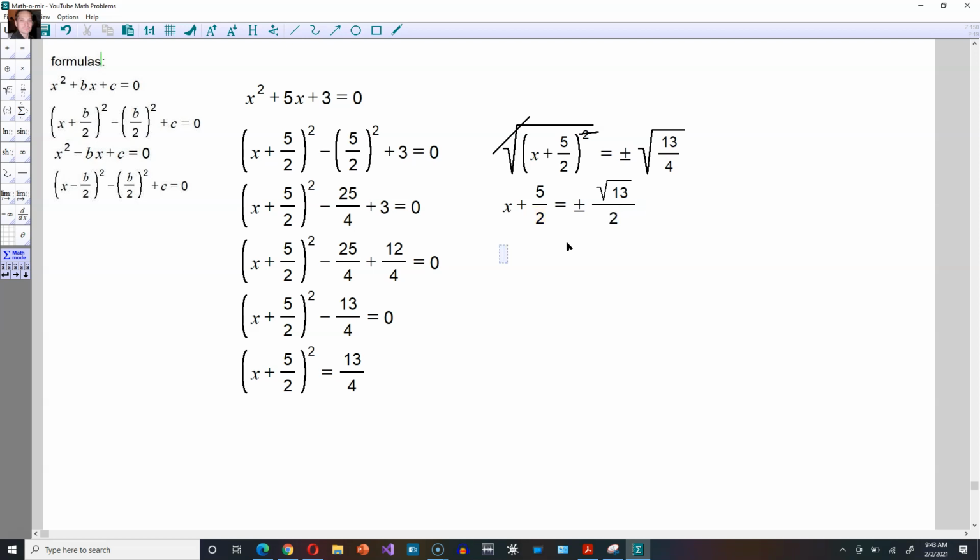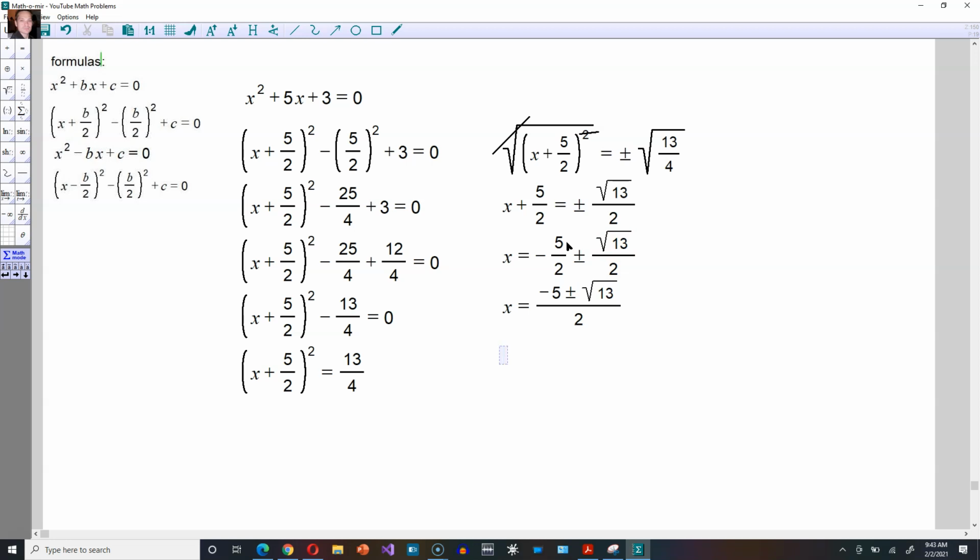Then take the 5 halves from the left to the right through subtraction. So x will be equal to negative 5 over 2, and then here plus or minus the square root of 13 divided by 2. Now because the bottoms are the same, 2 and 2, you can combine into a single fraction, so you're going to get the following: negative 5 plus or minus the square root of 13, and then divided by 2.